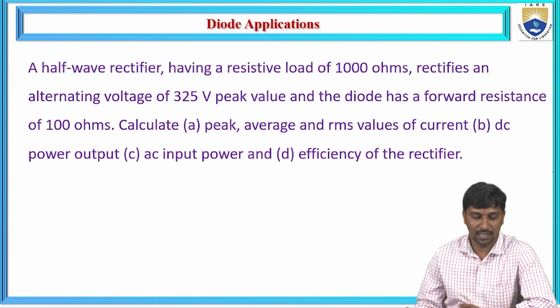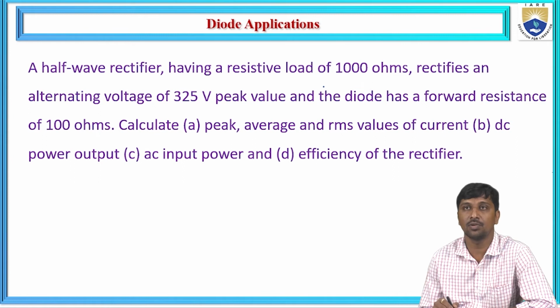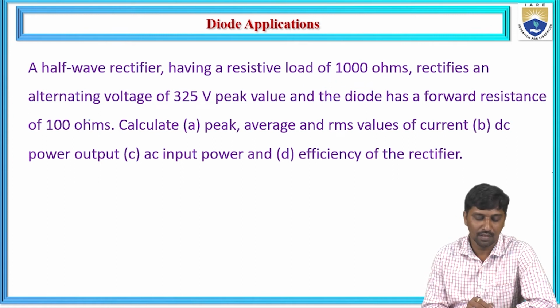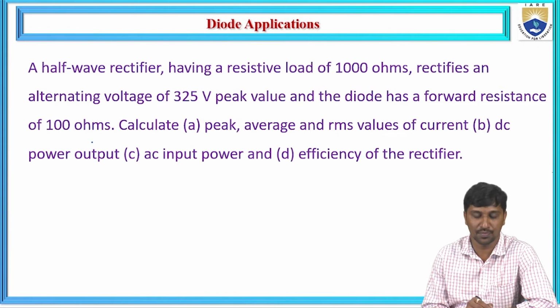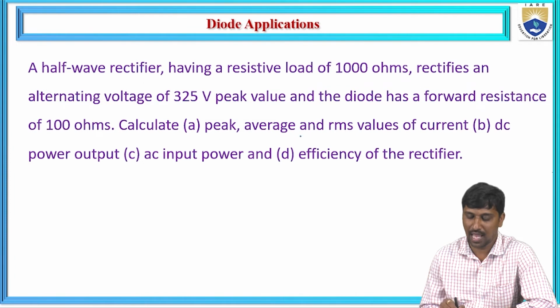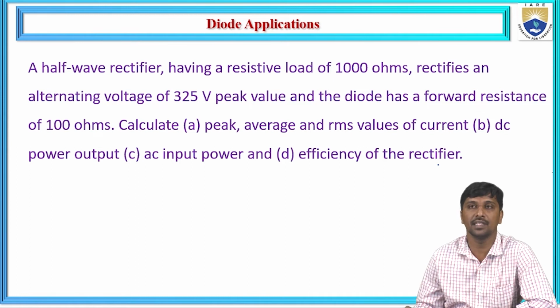We'll see another problem. A half-wave rectifier having a resistive load of 1000 ohms rectifies an alternating voltage of 325 peak volts, and the diode has a forward resistance of 100 ohms. Calculate the peak, average and RMS values of current, DC power output, AC power and efficiency of the rectifier.